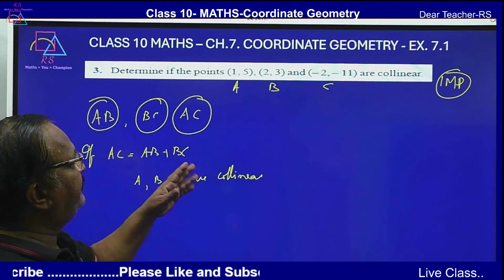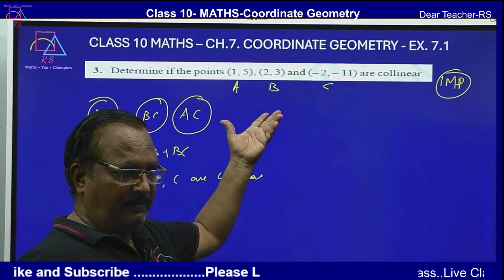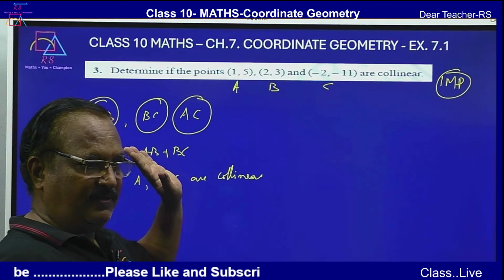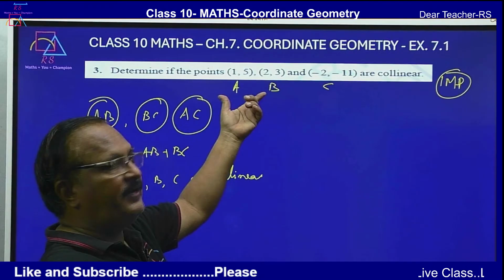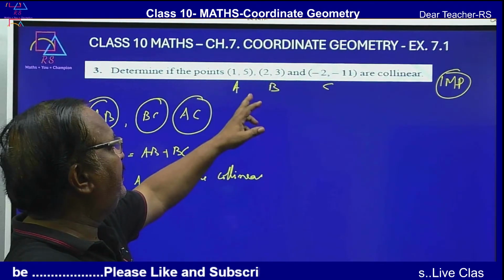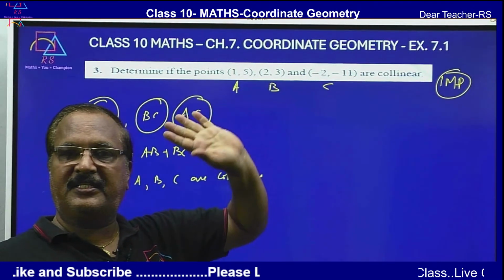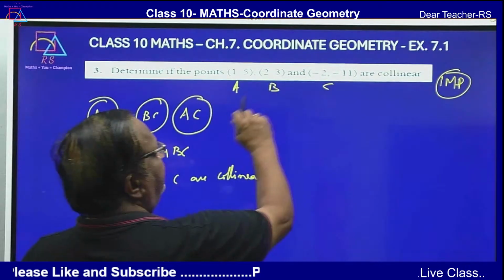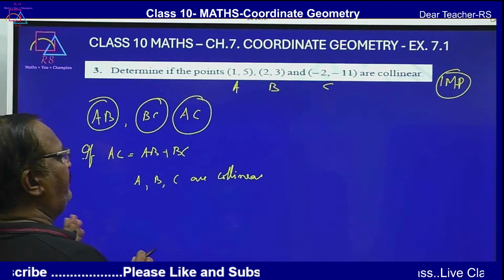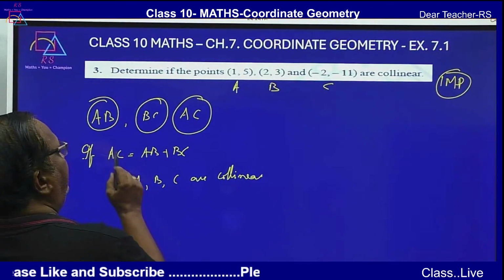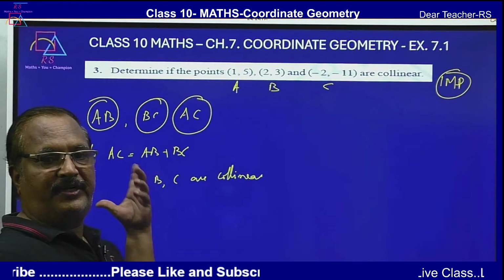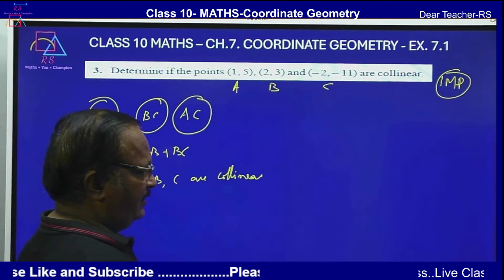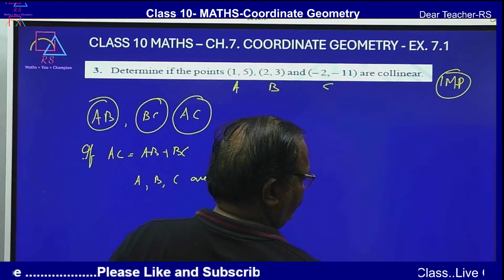That means AB you have to find out using the distance formula. BC you have to find out using the distance formula. You will get some answer. And AC also you should get. So 3 answers you will be getting. And add AB and BC, you should get AC. Okay. So this is how you have to do question number 3.